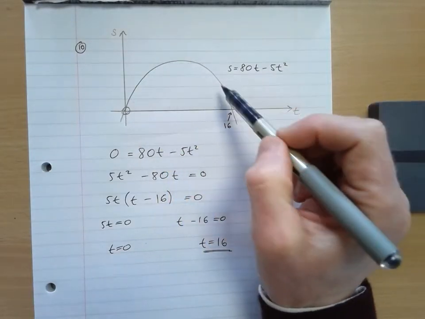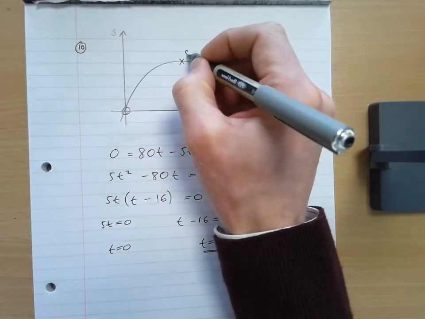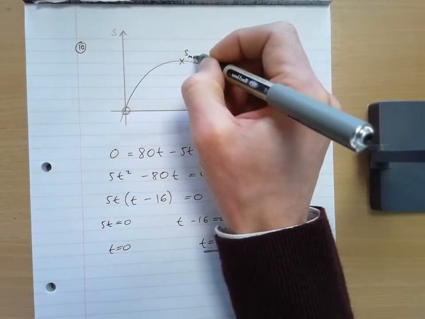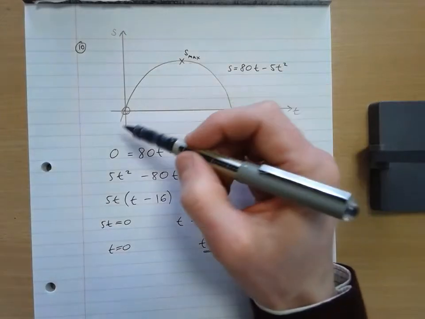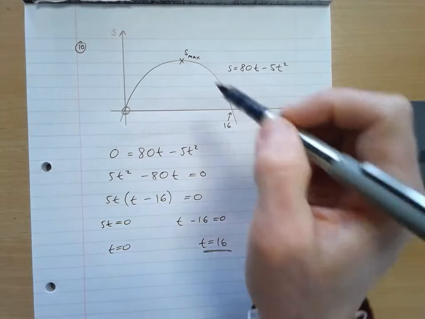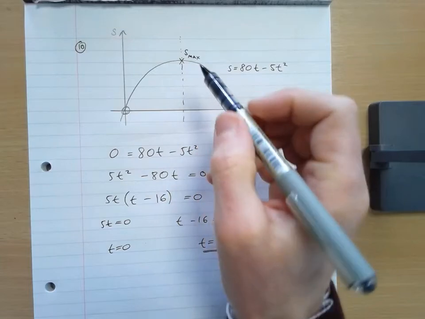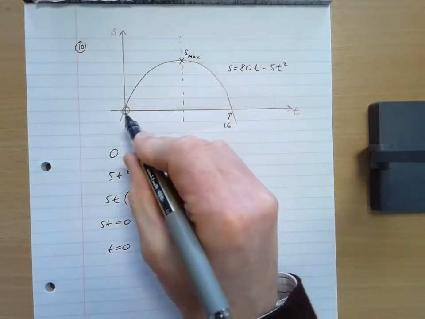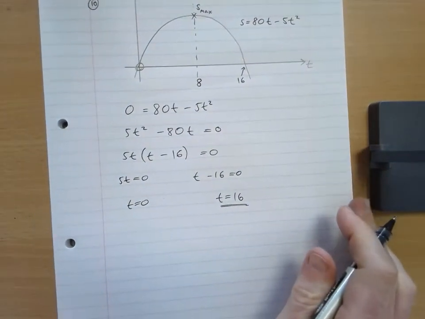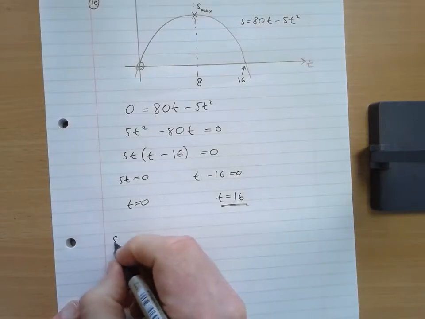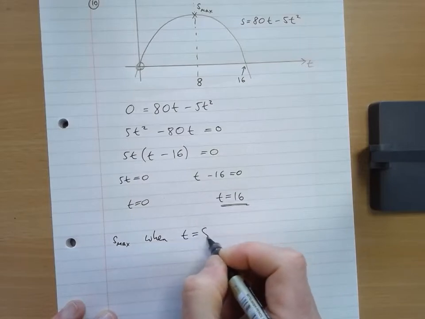Now clearly within that region, this point at the top has got what I'm going to call S max, so the maximum value of S, the maximum distance value. Now this is a quadratic, and because it's a quadratic, it means it's nicely symmetrical about that maximum point. So if it's symmetrical about that point there, and that's 0 and that's 16, this here must be 8. Okay, and so what we then have identified there is that you have the maximum distance when t equals 8.